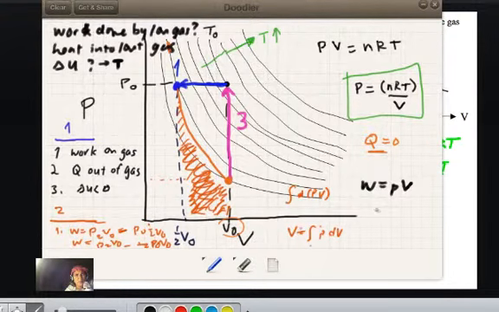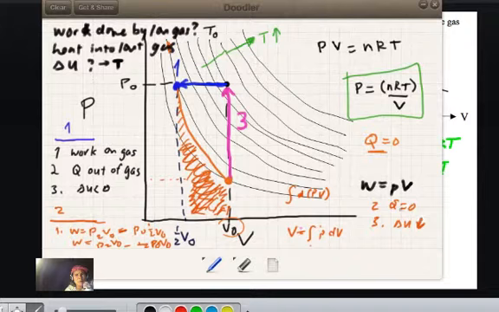Second question: heat into or out of the gas. I know the third question is that the temperature once again drops, and since this one is adiabatic, it's not isothermal, that means there is no heat exchange. So the second question is Q equals 0. And the third question is internal energy delta U therefore drops.